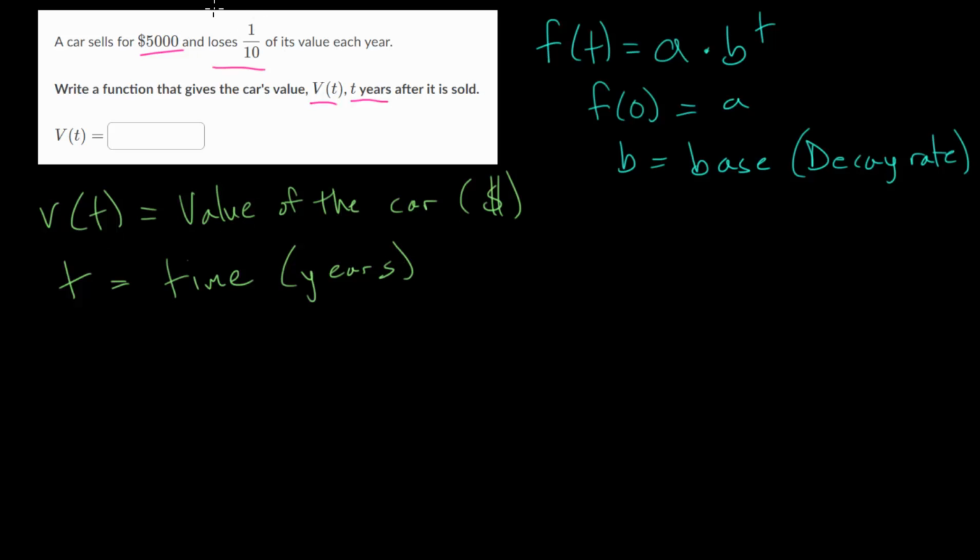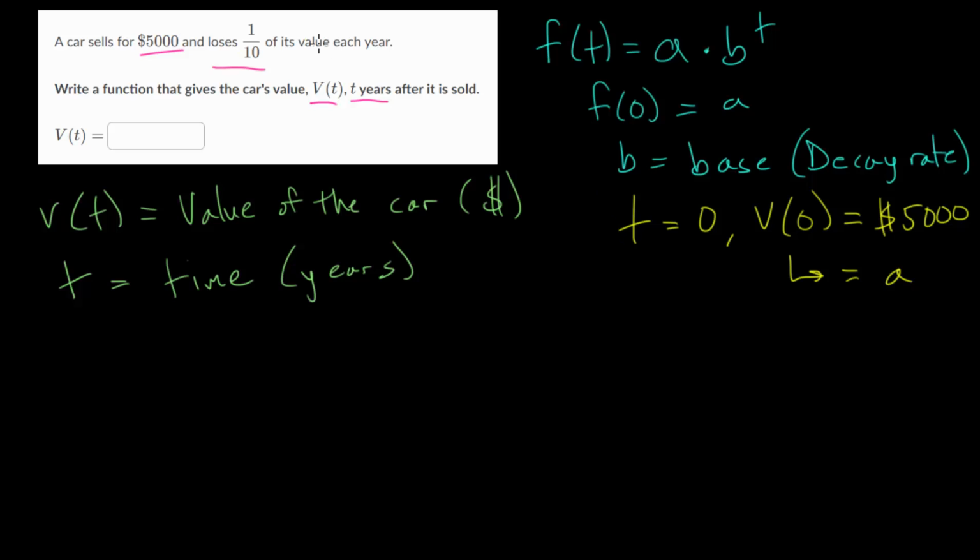And now let's go back to our information here. The car sells for $5,000 and then loses 1/10 of its value each year. So when time is equal to 0, the value of the car, or v of 0, is $5,000. So we know our starting value. We know what a is in this formula, but now we need to figure out the base. We need to figure out how much is decaying from one year to the next.